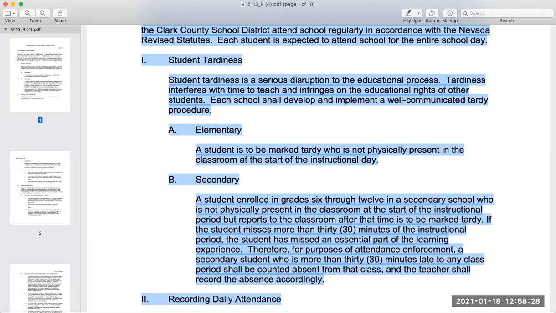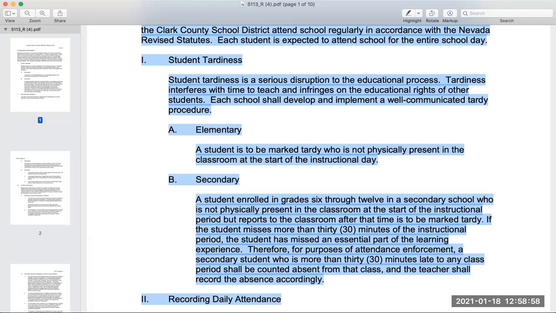2. Recording daily attendance. The Clark County School District is responsible for maintaining an accurate attendance record for each student enrolled. R 5113, page 2. Elementary students shall be recorded as absent for half of the day if more than 1 hour and 55 minutes of the instructional day are missed, and recorded as absent for the entire day if more than 3 hours and 45 minutes of the instructional day are missed.